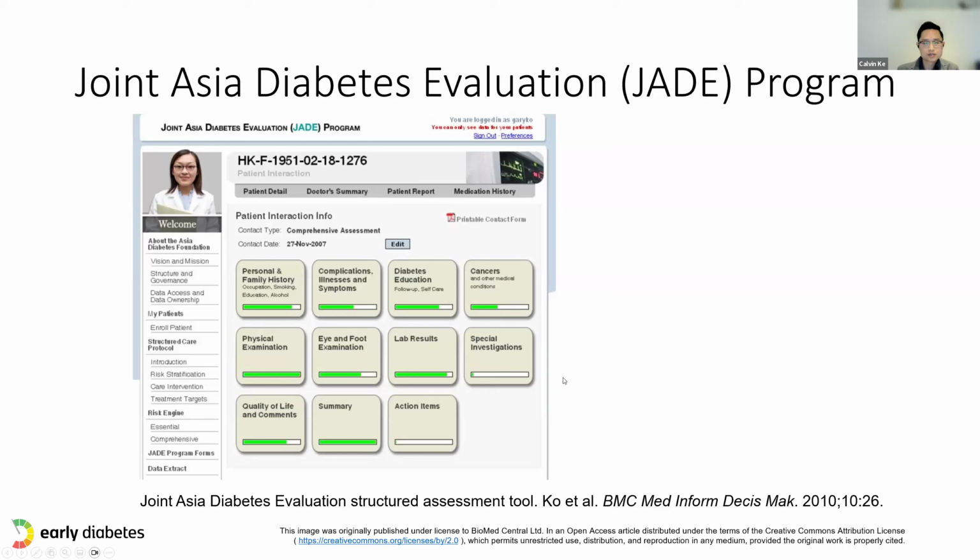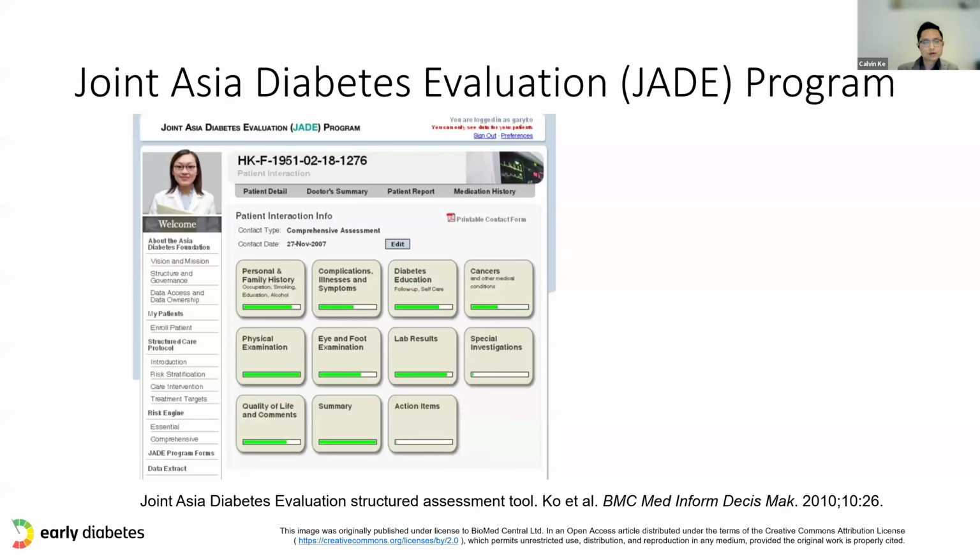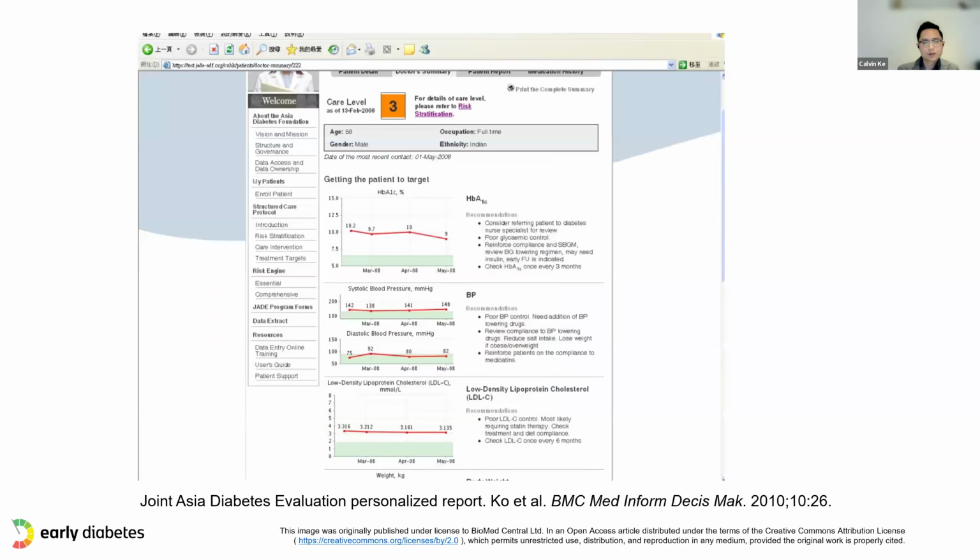So all of these things are actually delegated to these nurse case managers who go in to the patient's chart and do this assessment. They're very specialized and highly trained for this purpose. And so this information all gets fed into the JADE system. And what's really unique is that it outputs the information to the patient.